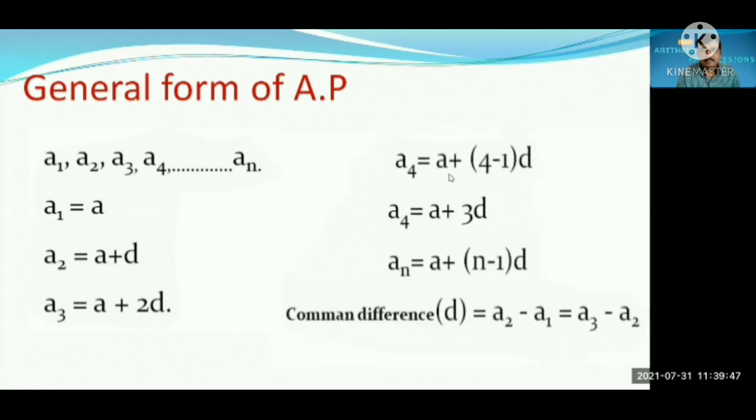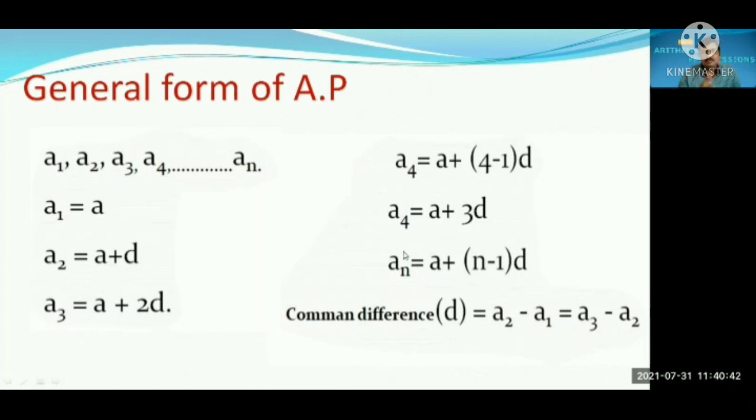Like that, the fourth term is A plus 4 minus 1 into D. From the term also you can find out A4 is equal to A plus 4 minus 1 into D. So here that is A plus 3D we get. To find out the fourth term, how many times do we have to add the D to the first term? 3 times. Like this you can easily find out. A4 means A plus 4 minus 1 into D, that is A4 equal to A plus 3D.